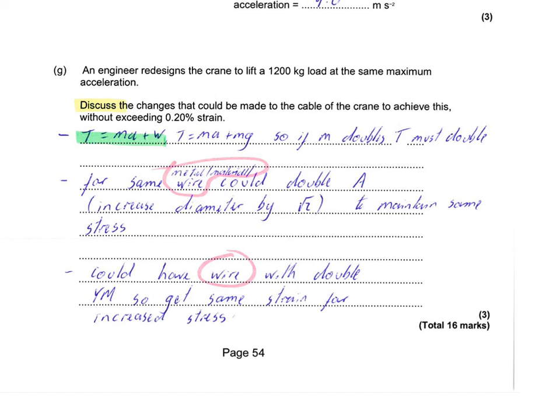So the first mark is for pointing out that I need twice the force. I'm not quite sure how this came to 3 on the mark scheme, it doesn't, but there are two, and then a mark for each of the two possible ways of keeping the strain the same: either by having the same stress by doubling the area, or by having a wire with double the Young modulus. So that's the Mechanics Homework Booklet, question 45.